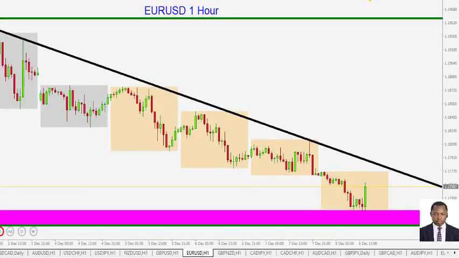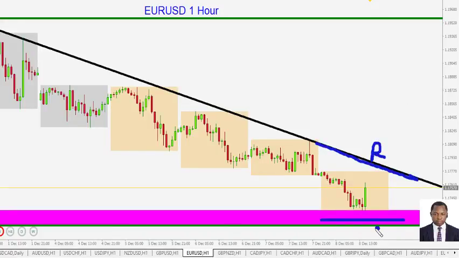So price is in between two key areas. This as resistance, this area as support.